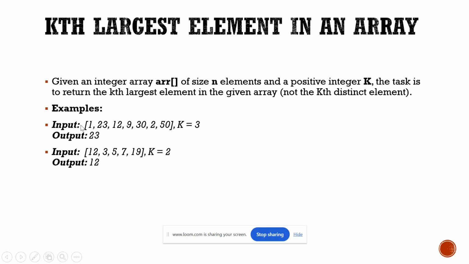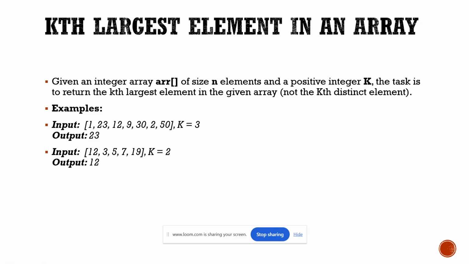In the first example, we have 1, 23, 12, 9, 30, 2, 50. So k is 3. We are going to find the third largest. So the first largest is 50, the second largest is 30, the third largest is 23. So the output should be 23. In the second array, it is 12, 3, 5, 7, 19. K is 2. So the first largest is 19, the second largest is 12. So the output will be 12.